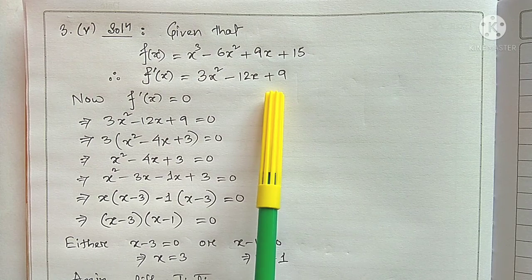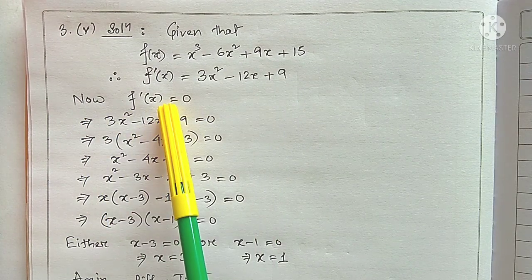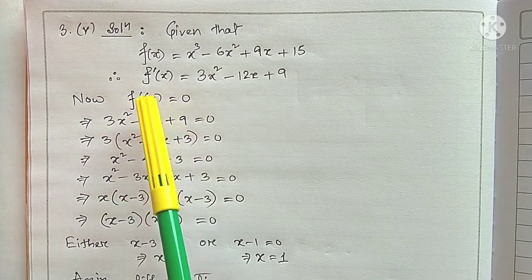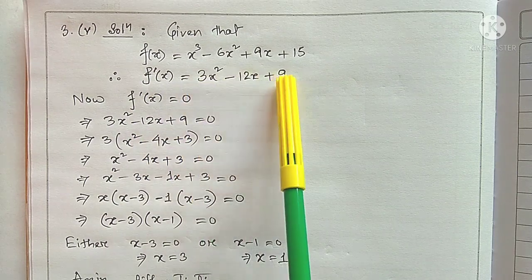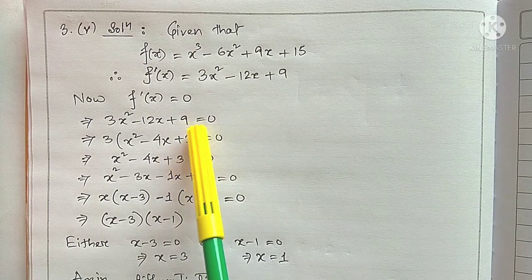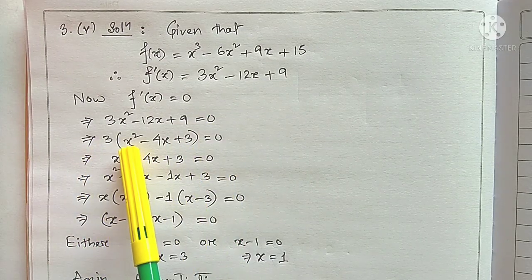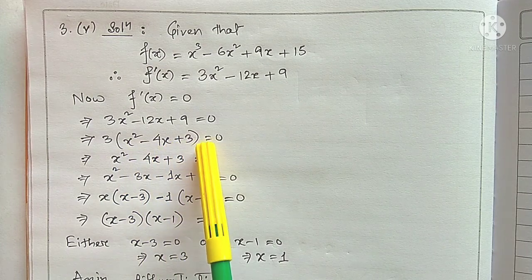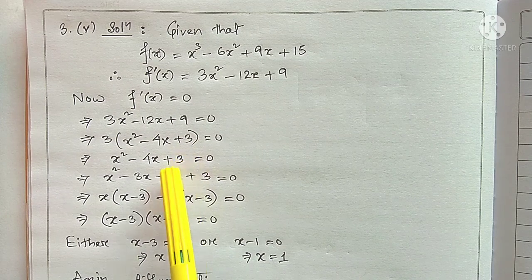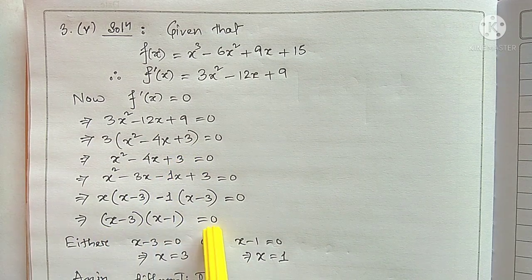After that, the next step is to write f dash of x equals 0, to find the critical points, and in place of f dash of x we write this result. So we write 3x square minus 12x plus 9 equals 0. Now 3 is common, so what remains is x square minus 4x plus 3. If we factorize this with the middle term splitting method, we get x minus 3 into x minus 1 equals 0.